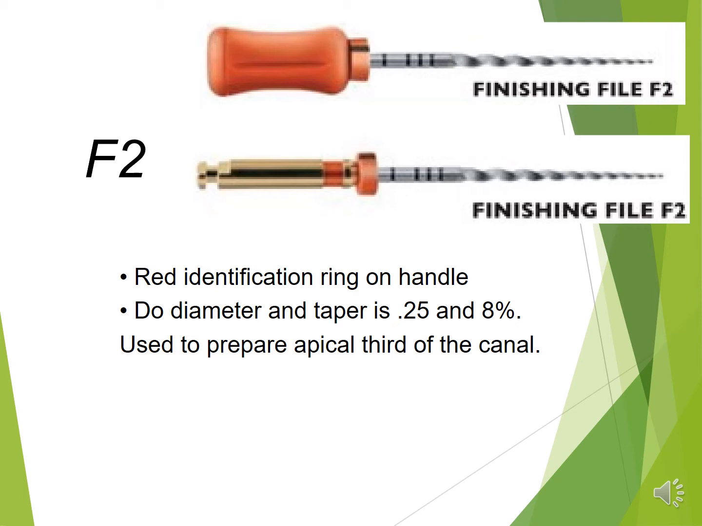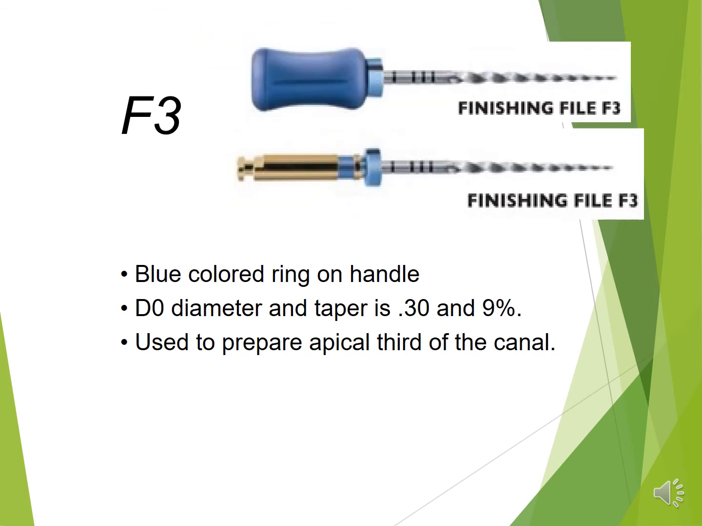Most of the canals are finished with F1 or F2 files, like the mesiobuccal and mesiolingual, mesiobuccal and distobuccal of the maxillary molars. But the palatal root of the upper molars or the distal roots of the mandibular molars are wider, so you may have to use F3 files or sizes bigger than F3. F3 has a blue colored ring on the handle. The D0 diameter at the tip is 0.30 and the apical taper is 9%. Again used to prepare the apical third of the canal, usually canals which are wider at the apex.